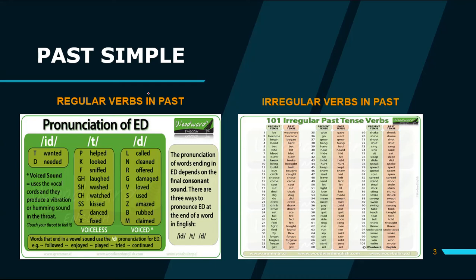Cool. Now, when we're talking about past simple, we have regular verbs and we have irregular verbs. So, when you have regular verbs, you generally only add -ed to the verb, to the structure of the verb. But -ed has three different pronunciations in English, like a d, like a t, and like id.